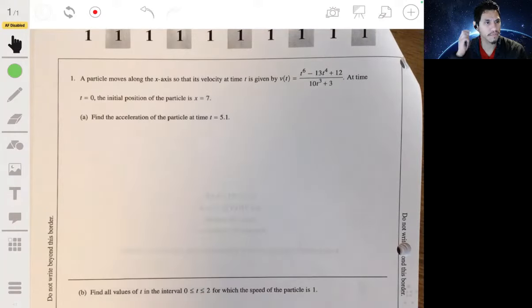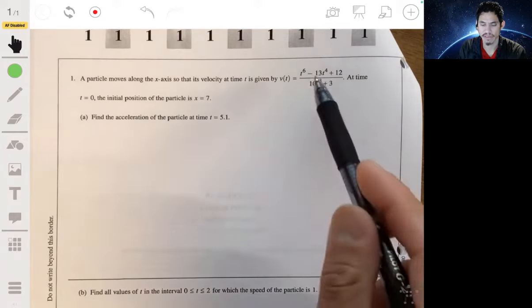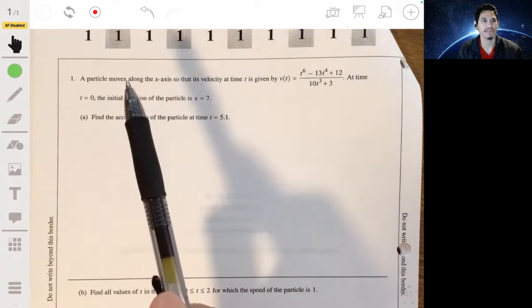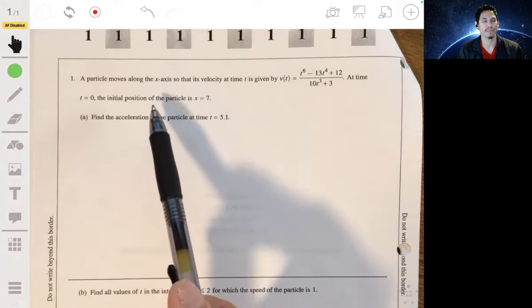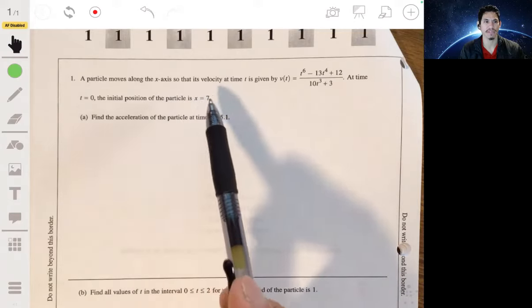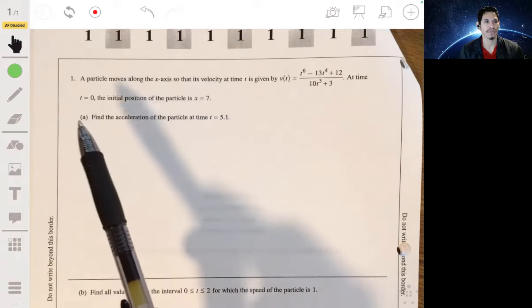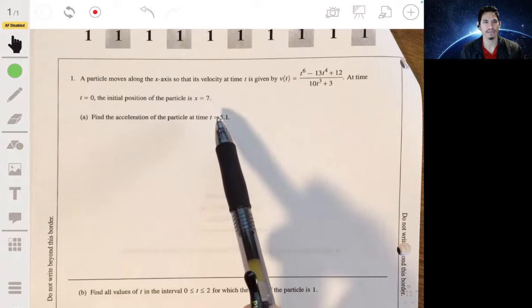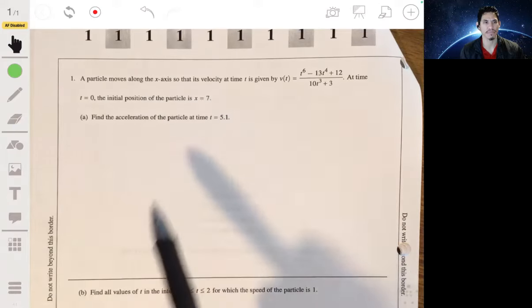All right, in problem one, we've got a particle that's moving along the x-axis so that its velocity is given by this whole thing. And at time t equals 0, the initial position of the particle is x equals 7. And for part A, we have to find the acceleration of the particle at time t equals 5.1.